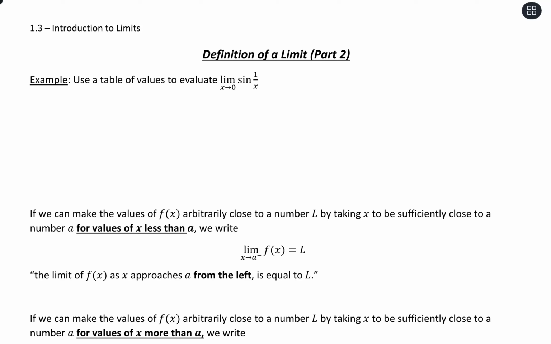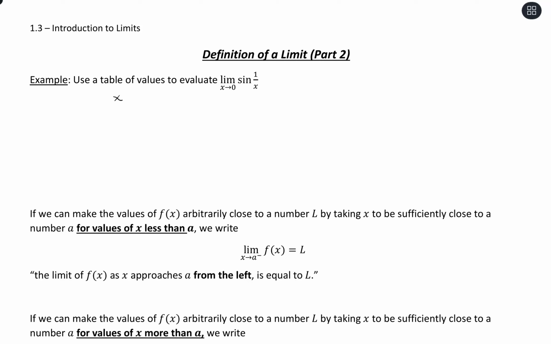Let's start with a pretty interesting example here where we take the limit of sine of 1 over x as x approaches 0. So with this, given the function, you could even try to plug in x equals 0, but it's going to end up undefined because we can't plug in 0 into the denominator. So that's where we go to a table of values.